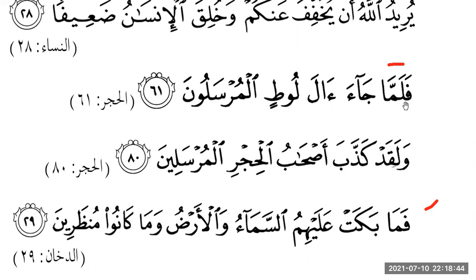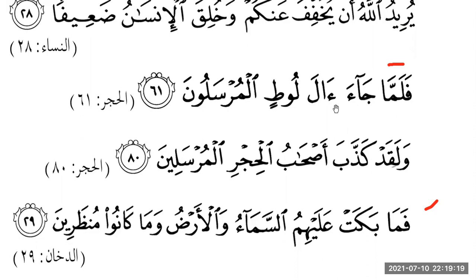Okay, now look at this sentence here. Falamma ja'a ala lutin al-mursalun. How many words are there? Again, you have to break it up. Fa is one. Then lamma, when. Ja'a is a fi'l madi. Lamma is actually an adverb. Lamma, when. Ja'a, fi'l madi, came. In this case, he came.